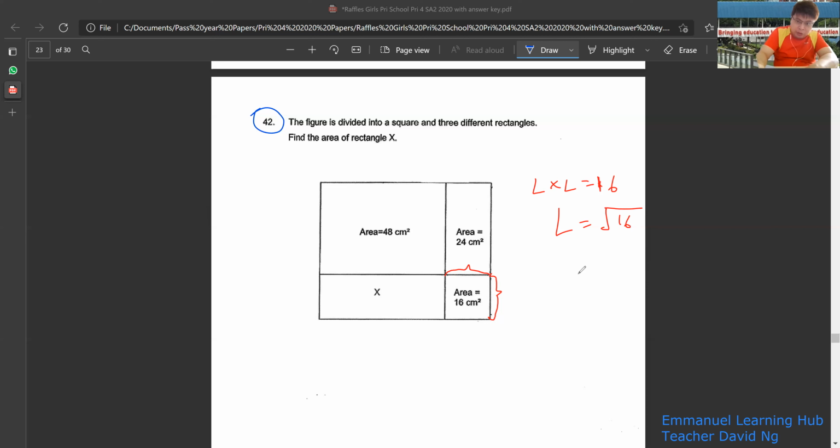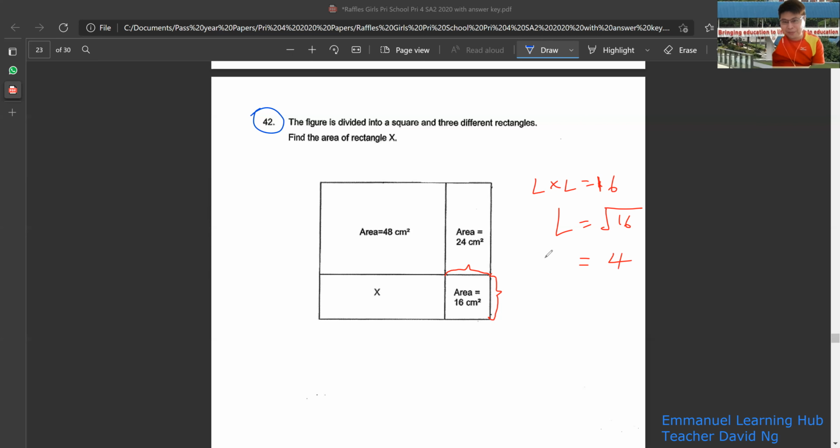Your multiplication timetable. Eight? No. 8 times 8 is not 16. Your multiplication timetable. Which number times which number is 16? My son can tell me it's 4.